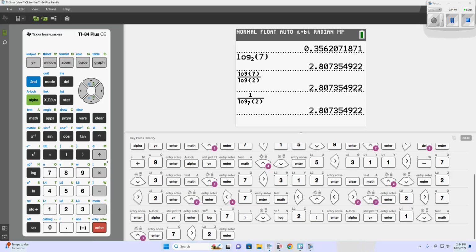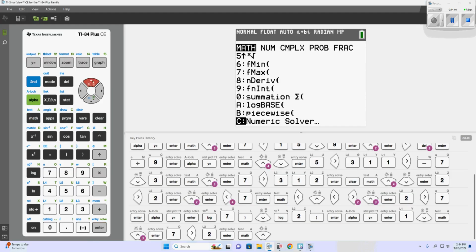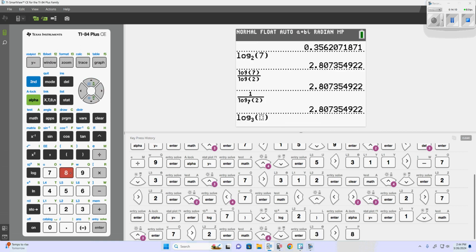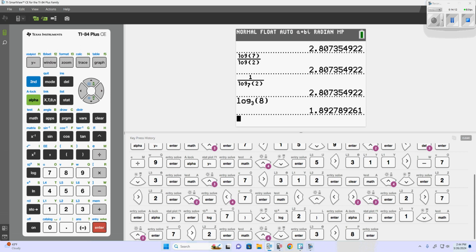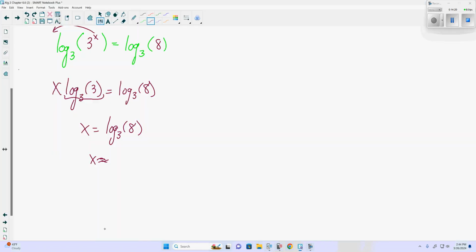So this really should be our approximate. But at this point, we can type it in. Log base 3 of 8 is 1.89278 or 1.893. That's it. Questions on this here? Questions on anything we've done so far? We're ready for the next one.